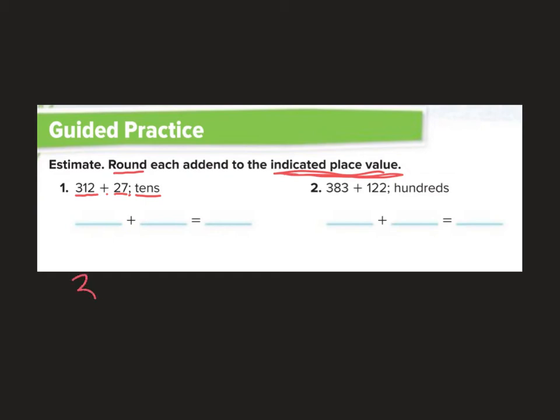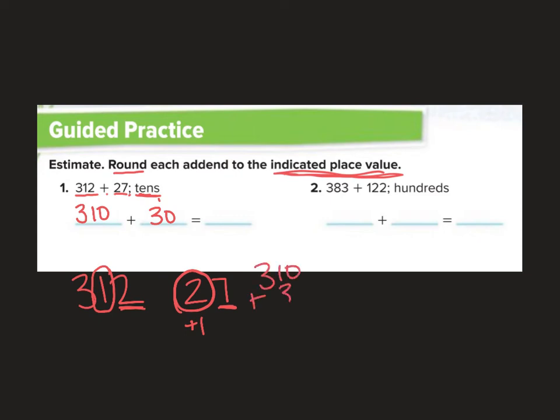So if I take 312, I'm rounding it to the tens place, that 1 is in the tens place. The 2, I underline it. The 2 is 4 or less, so the 1's going to stay the same. So I would round this one to 310. Now, if I'm rounding 27 to the nearest 10, I'm going to circle the 2, underline the 7. 7 is 5 or greater, so I need to add 1 to my circled digit and round it to 30. Now, if I'm taking 310 plus 30, right, I would get 340.